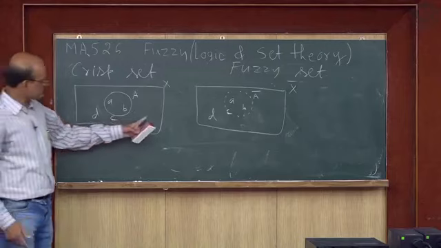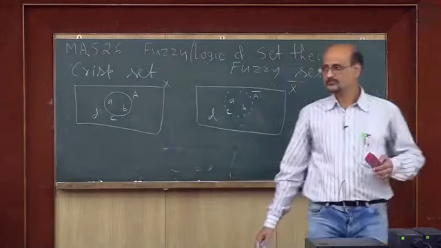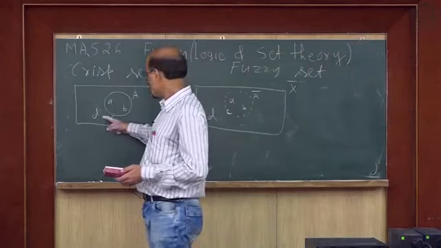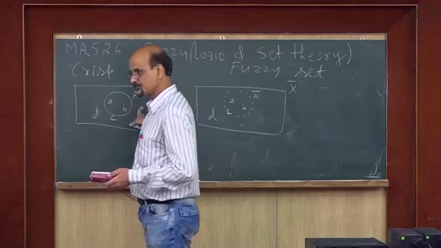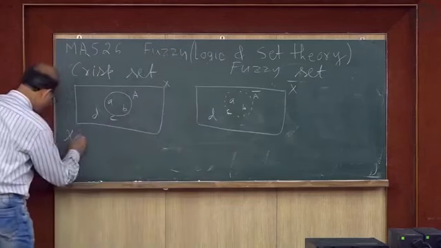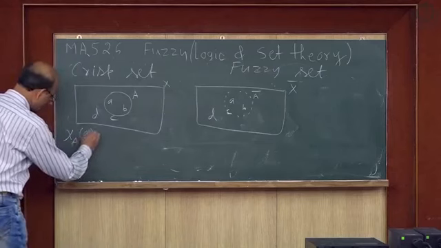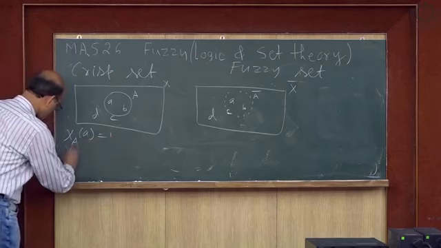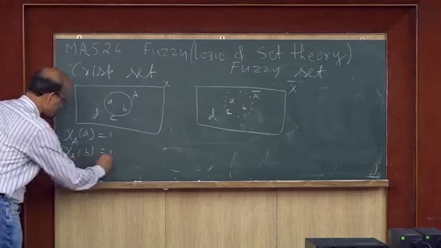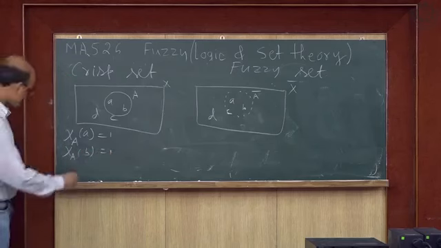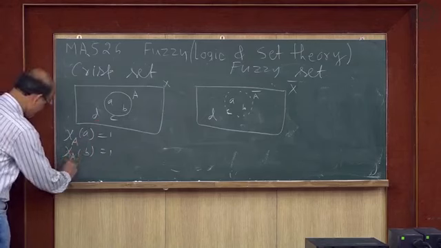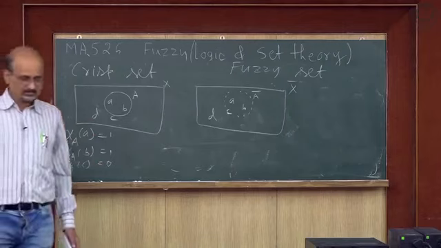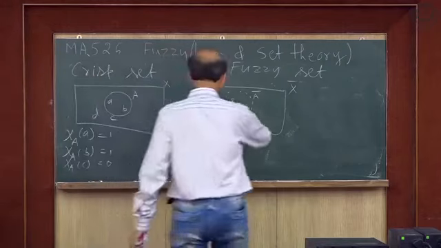So, what about the membership function for these two sets? If you remember the definition of membership function for crisp set theory, you have chi A of A is 1, chi A of B is 1. Okay. Similarly, chi A of C is 0. Similarly, chi A of D is 0. Okay. But what about here?